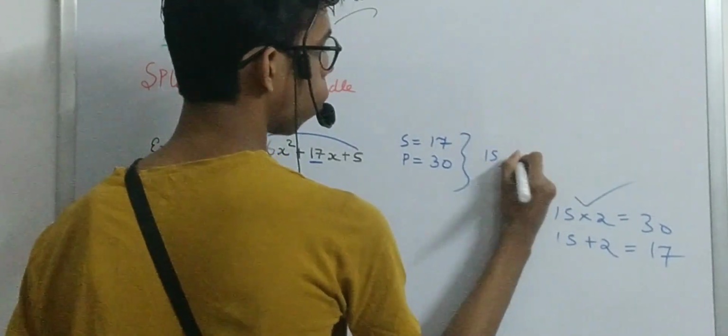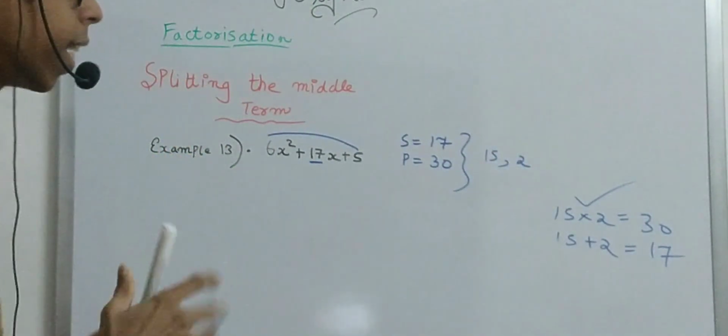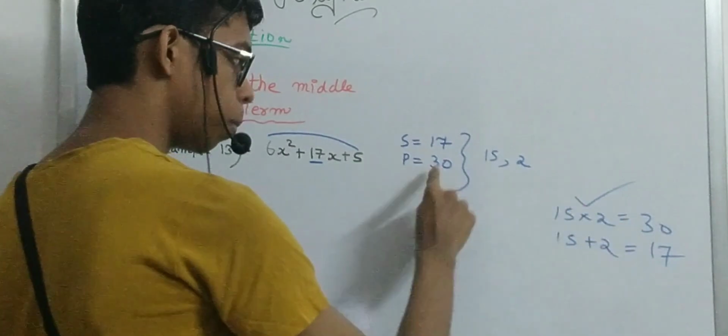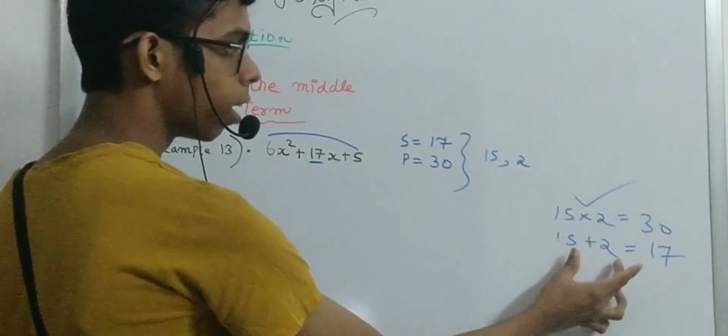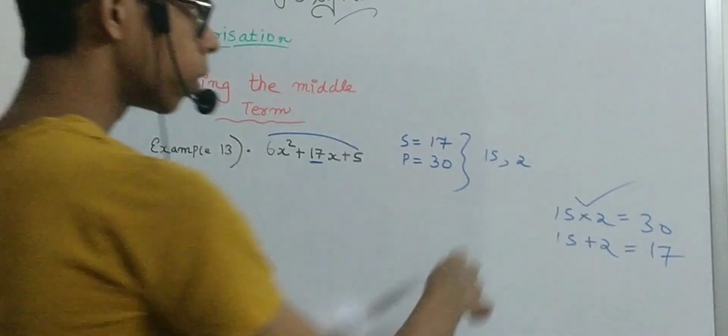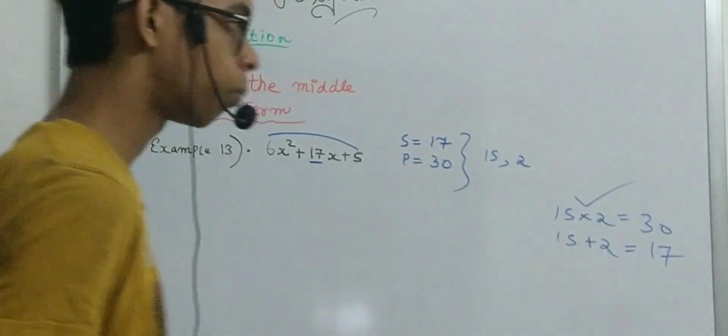15 comma 2. This is the next step. Find two numbers which, when we multiply, give the product, and when we add, give the sum that we have found out. So the two numbers are 15 and 2.